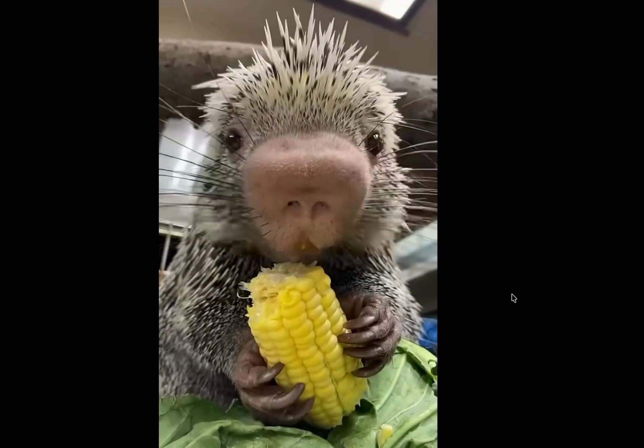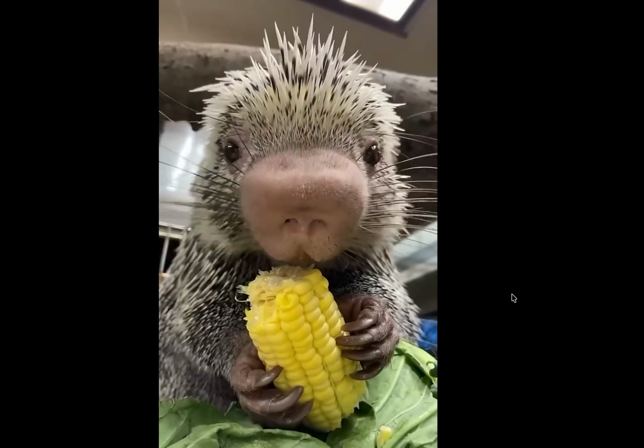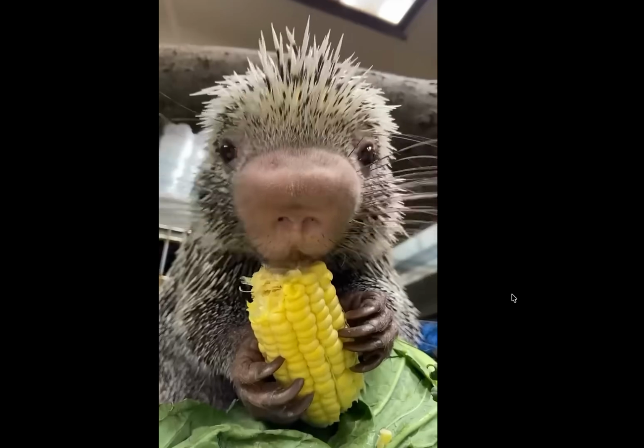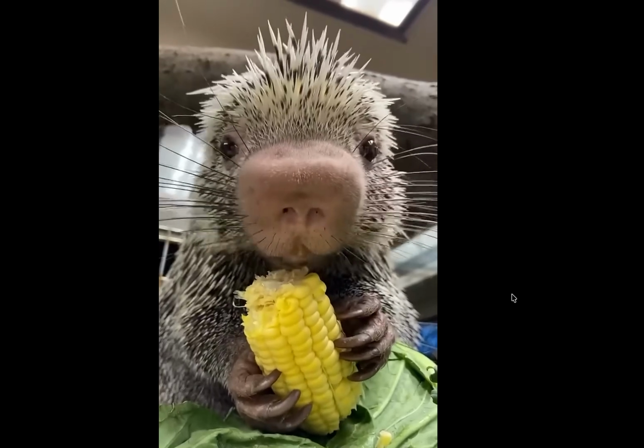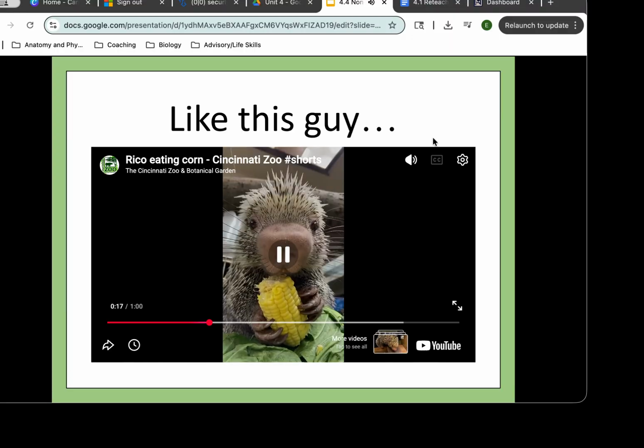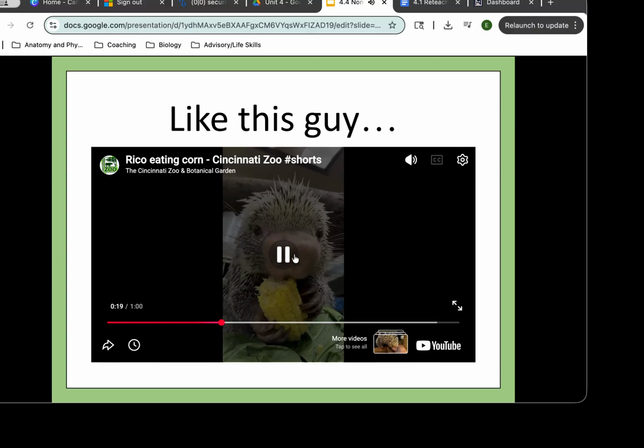And look how cute he is. Did you even know porcupines were so cute? He's just nibbling. He eats different snacks every day. He has a very well-balanced diet. So yes, that's what my algorithm is bringing me right now.